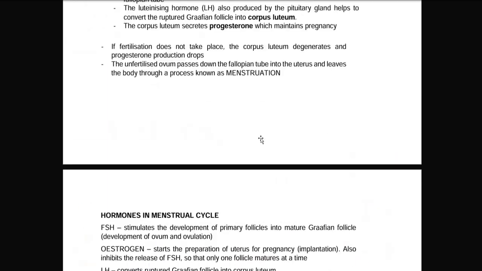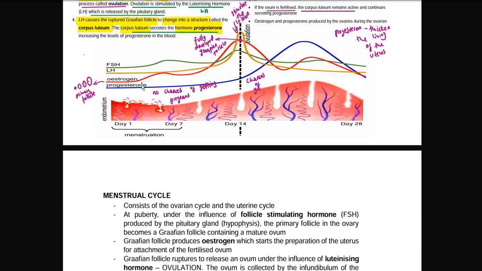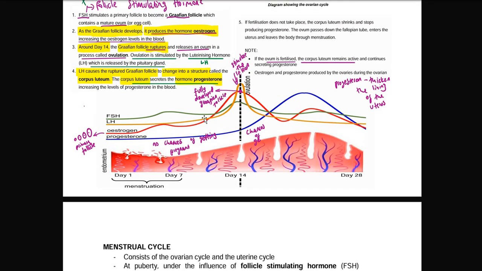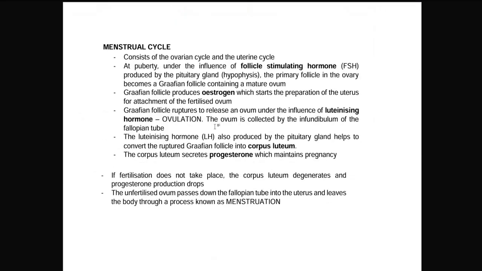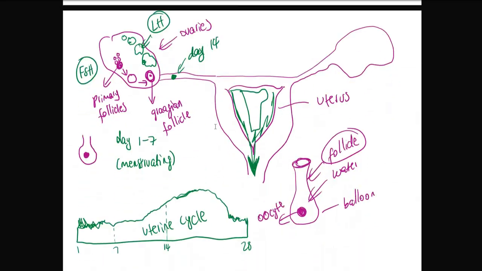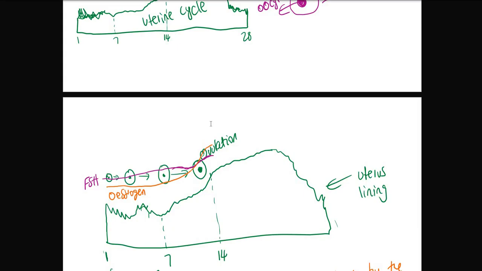So that's what we are seeing here, that the levels are going to be increasing. So estrogen levels increase because the graphene follicle will keep on becoming more and more, right? So that is estrogen there. Right. Now, what about the luteinizing hormone? Well, the luteinizing hormone, the levels are low, isn't it?